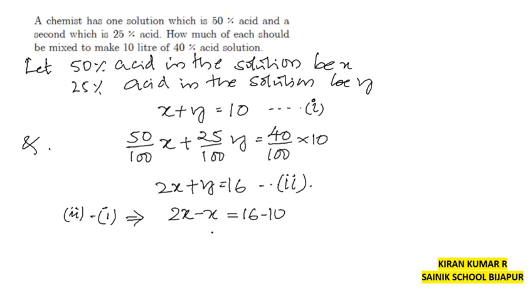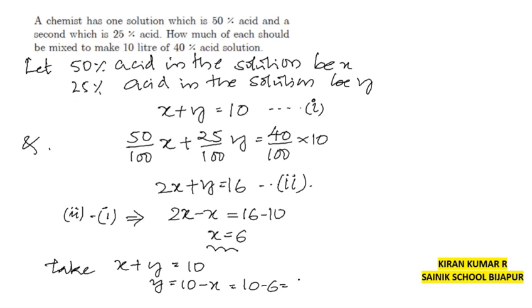The y term is eliminated. So we get the value of x as positive 6. Now let me consider x plus y is equal to 10. From this, y will be equal to 10 minus x, which will be 10 minus 6, nothing but 4.